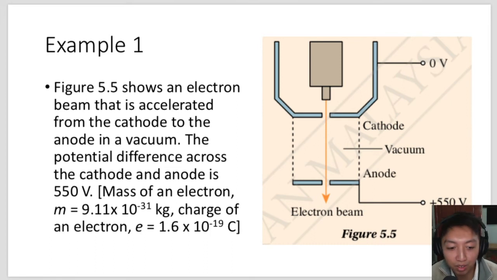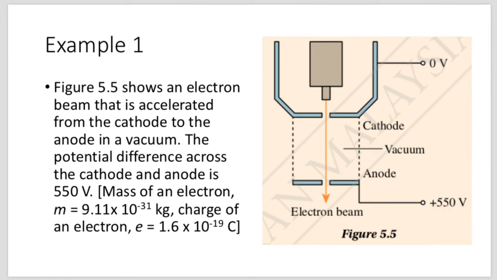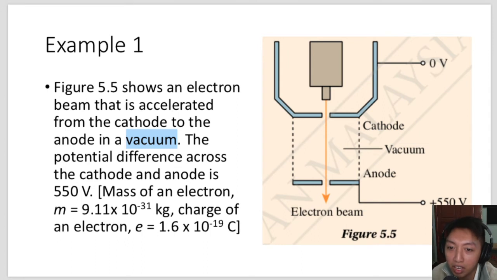And then later you can try to do your own examples after this. So example 1. Figure 5.5 shows an electron beam that is accelerated from the cathode to the anode in a vacuum, just like what we are talking about. Remember that when I say there is no loss in speed, that only applies when it is a vacuum. If the question is not in a vacuum, then it will not achieve maximum velocity, because there is some loss of energy due to having to fight the drag or having to collide with the air molecules. So only in a vacuum do you achieve maximum velocity.